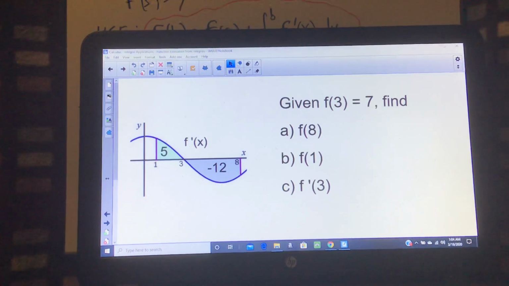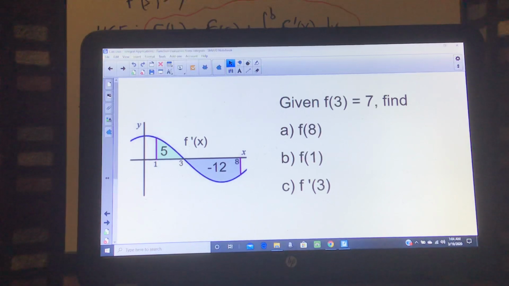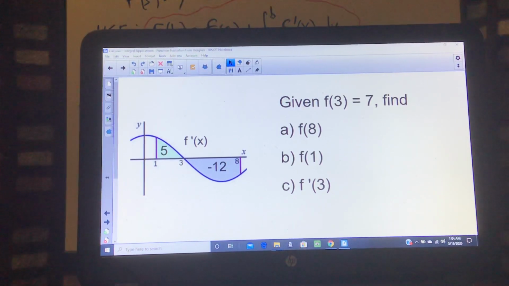Now you're looking at the derivative in that picture to the left. There's the original function, but they don't show that to you. They do give you information that f of 3, the original function, equals 7. They want you to use that to find f of 8, f of 1, and then f prime of 3. So you have to really pay attention to whether they want the original function, the derivative, or sometimes the second derivative, but I don't have that in this case.